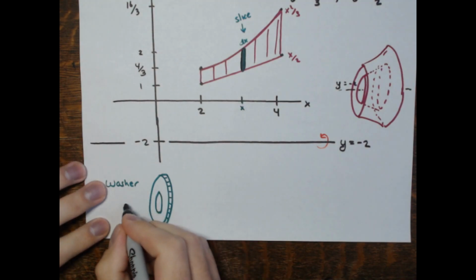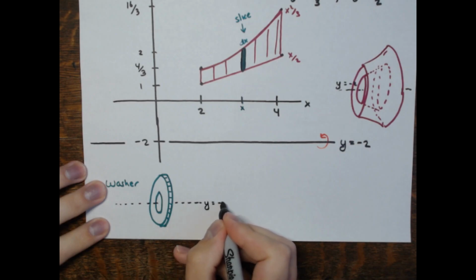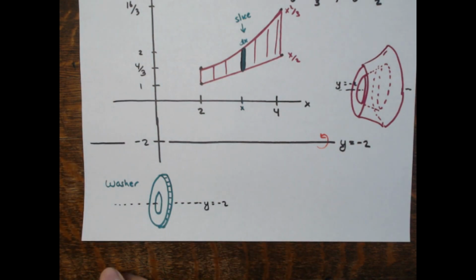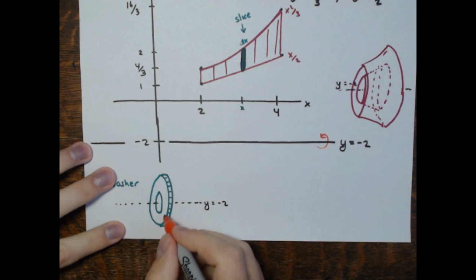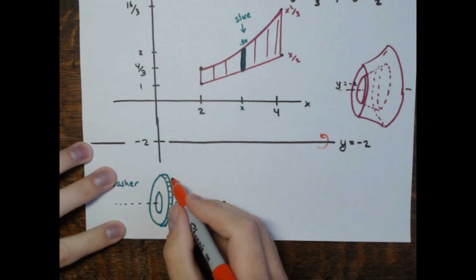And here, the line y equals -2. Now the volume of a washer. Again, I told you already, it's a big disc with a little disc cut out. So see, these are still circles. The faces of these are still circles.